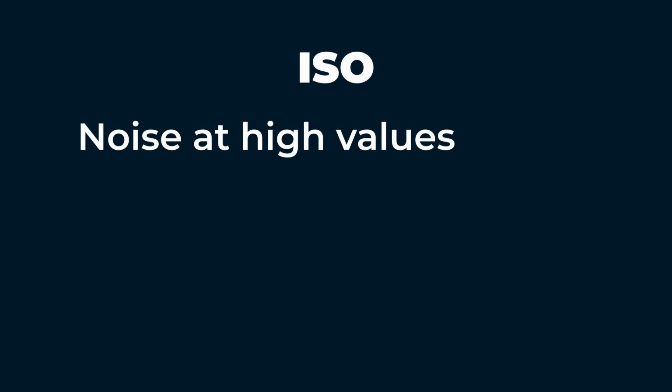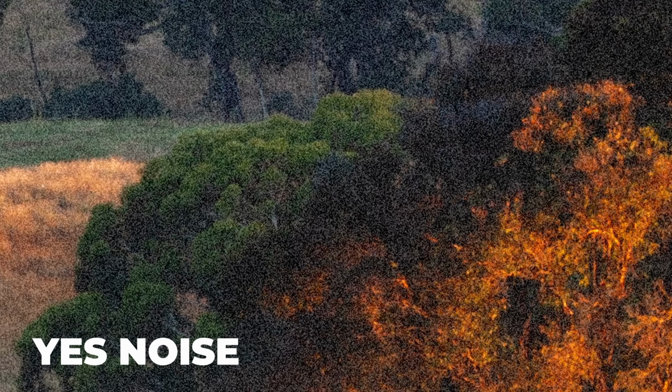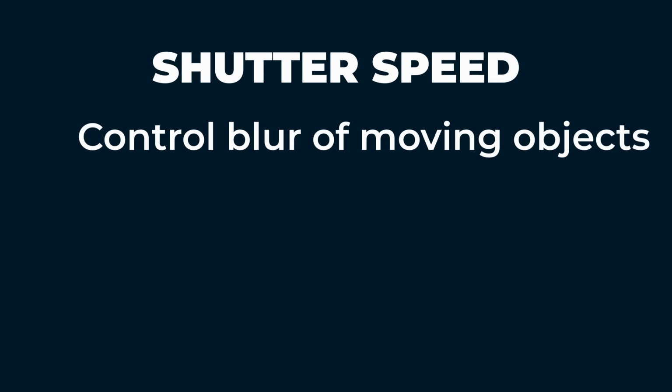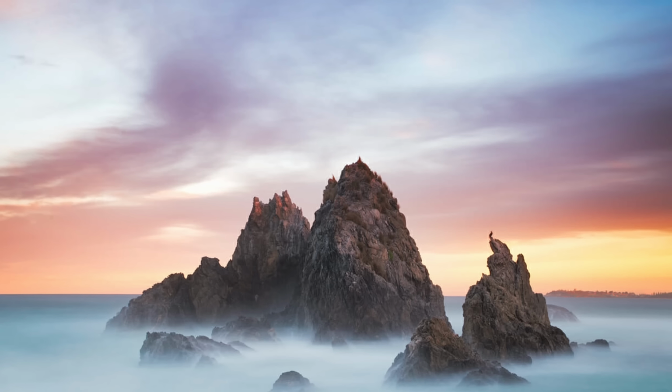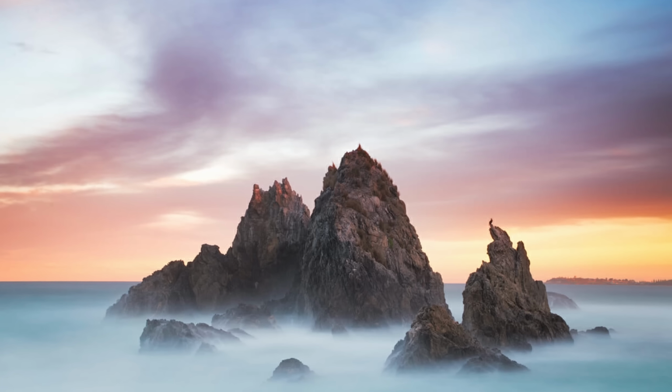ISO, as I mentioned, can introduce noise into an image at high values, and that's going to vary from camera to camera, so you're going to have to test how much noise is too much noise for yourself and your camera. But third, shutter speed will affect how blurry moving objects are going to appear in your photo. The longer the shutter speed, i.e. the longer the shutter is open, the more blurry they'll be. Now you can use this to produce some really creative effects like blurring moving clouds or water, for example, and let me know if you want me to make a video that goes into that in a bit more detail.